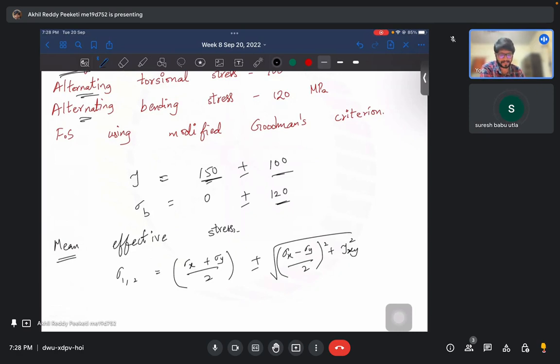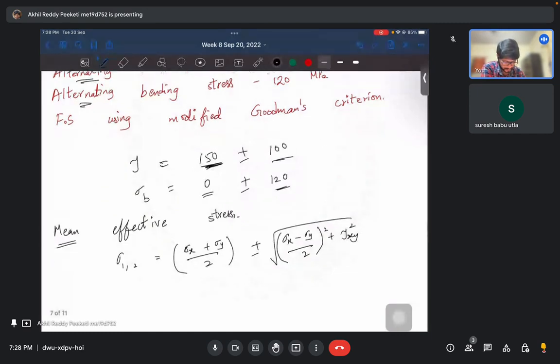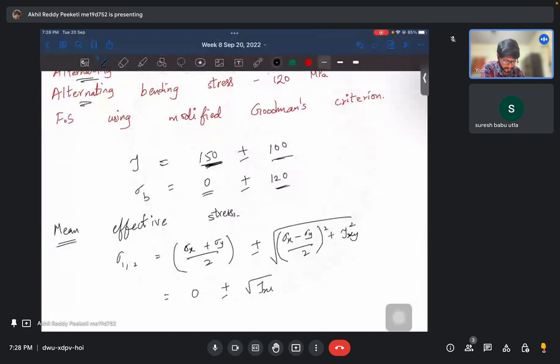So to get the effective stress, first we need to find the principal stresses, right? So if you are looking at the mean, there is only tau. Sigma bending is 0. So this would be 0 plus or minus root of tau xy square. So 0 plus or minus tau, right?